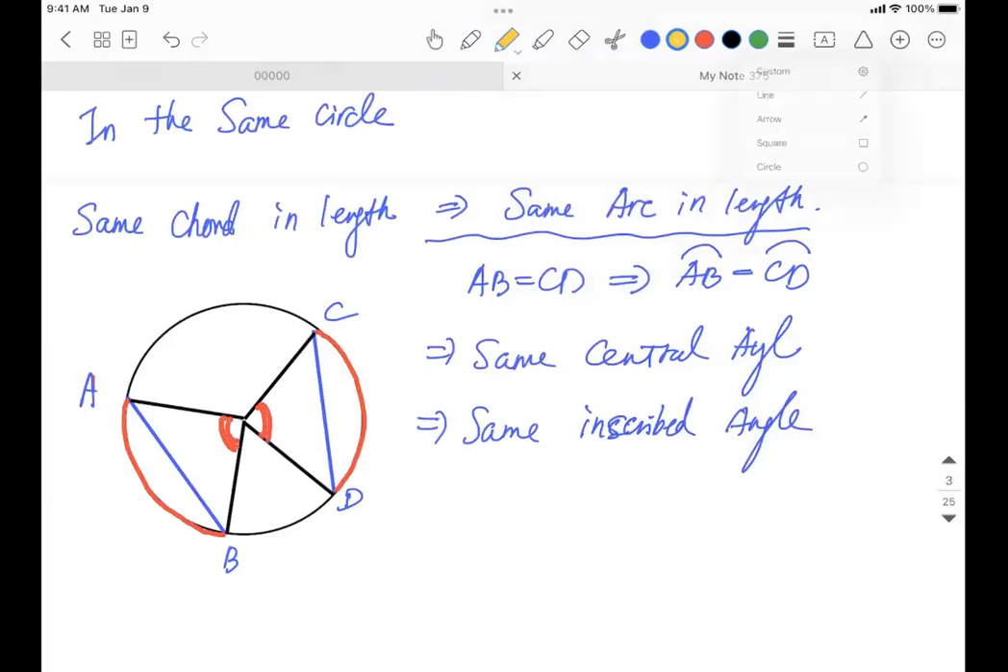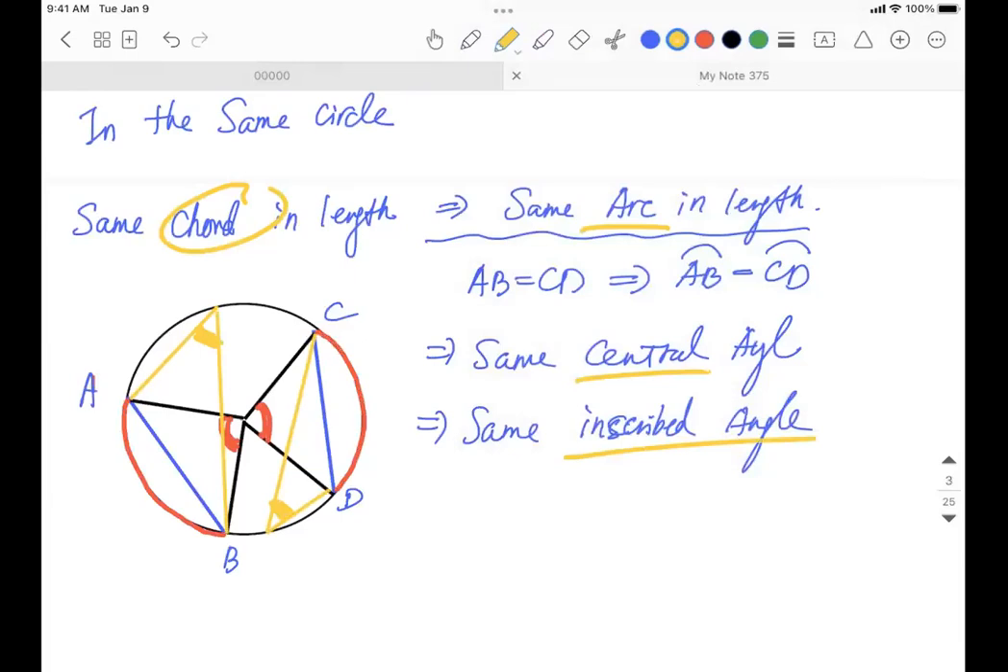And also, using a different color, maybe yellow, they're going to be facing the same inscribed angle. So these two inscribed angles are also the same. That being said, in the same circle, as long as the chord is the same, the arc is the same, the central angle and the inscribed angle are the same.